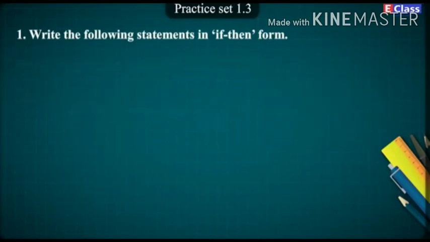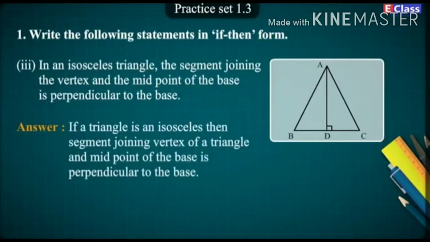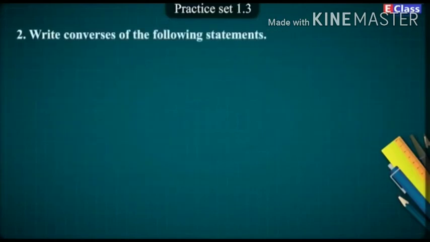3. In an isosceles triangle, the segment joining the vertex and the midpoint of the base is perpendicular to the base. Answer: if a triangle is an isosceles triangle, then the segment joining the vertex of the triangle and the midpoint of the base is perpendicular to the base. 2. Write the converses of the following statements.